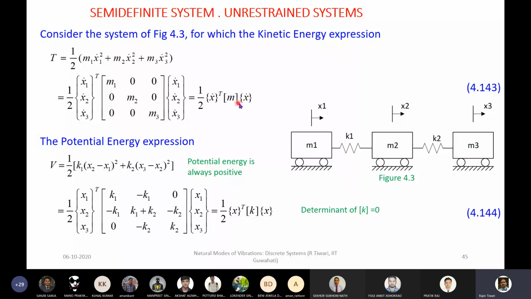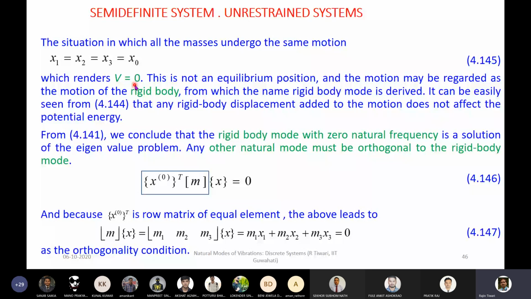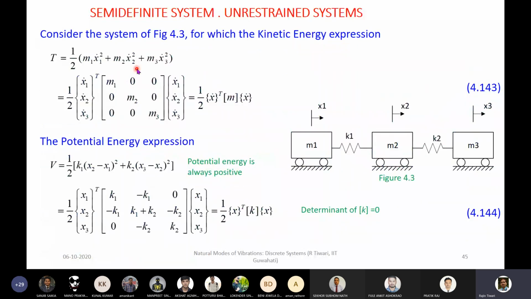So x is representing the vector of the velocity, and its transpose. If you multiply, you'll get the kinetic energy and the potential energy. Once we have the mass matrix and stiffness matrix, now we are considering a situation in which all three masses are having the same displacement. If all three masses are having the same displacement, what will happen to the potential energy?